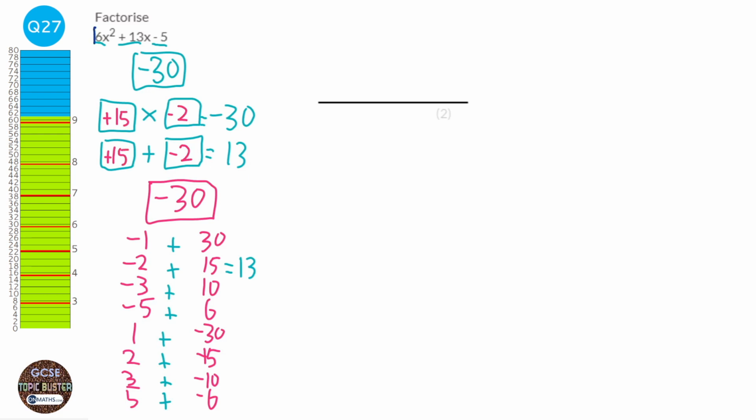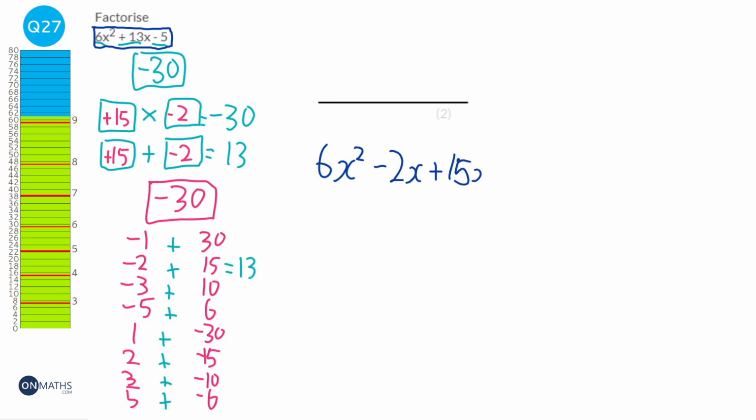I'm going to rewrite the question now, but instead of the plus 13x, we're going to split it up into the plus 15 and minus 2, or the other way around. So we could do 6x squared minus 2x plus 15x minus 5. And a little tip, if you've got a positive and a negative number, let's just tidy that up a bit. Always put the negative number first. Okay, so always, if you've got a choice, put the negative number first and then the positive number. It just makes the maths a bit easier.